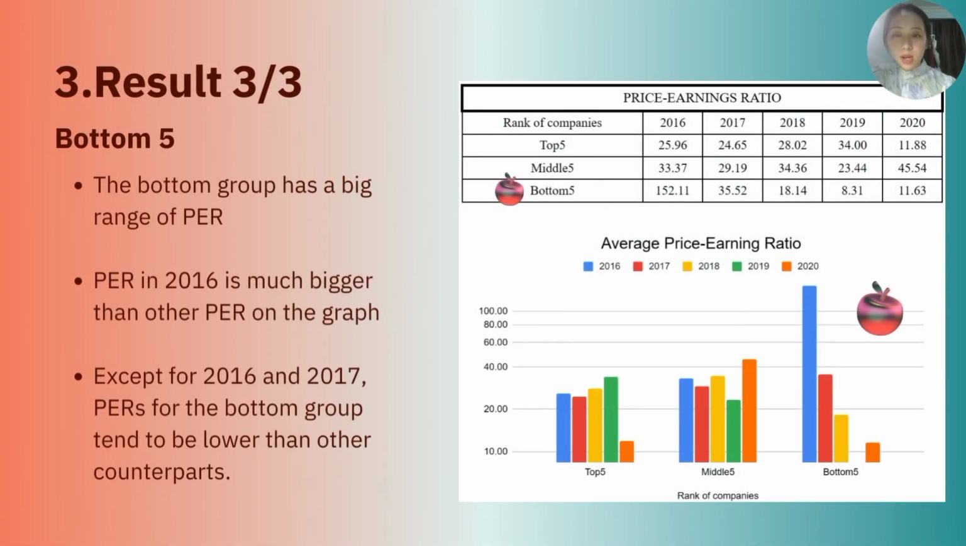The bottom group has a big range of PER. PER in 2016 is much bigger than those of top group and the middle group. This is due to one of the companies in the bottom group showing extremely low PER in 2016, bringing as high PERs as 677.5. Except for 2016 and 2017, PERs for the bottom group tend to be lower than other counterparts. This is because bottom 5 countries tend to have lower share prices.